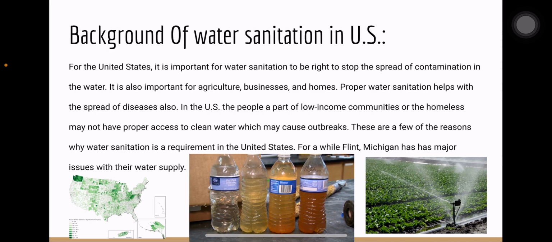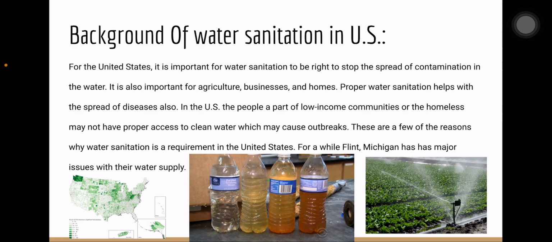A background of water sanitation in the United States. For the United States, it is important for water sanitation to be right to stop the spread of contamination in the water. It is also important for agriculture, businesses, and homes. Proper water sanitation helps with the spread of diseases also.